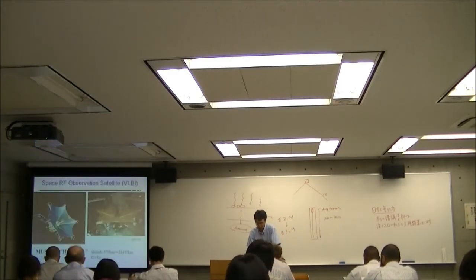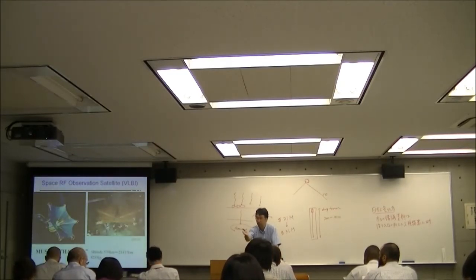Okay, so space RF observation satellite. This was called Haruka, which was developed in Japan, VLBI. Very long baseline interferometer is called VLBI. So what kind of feature of space was used for this mission? So say the next one.